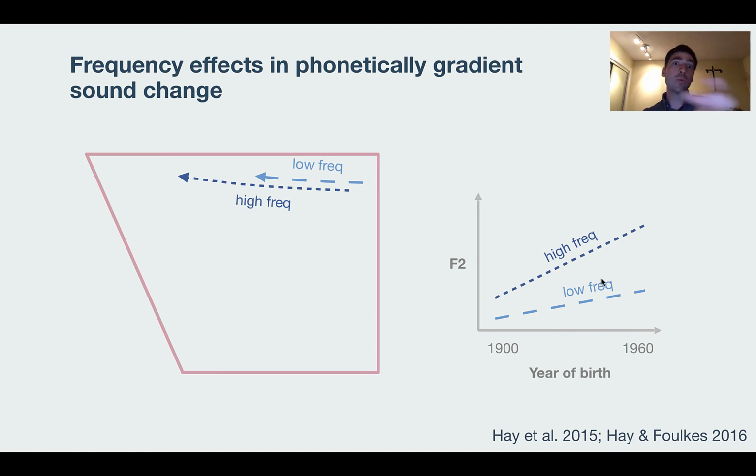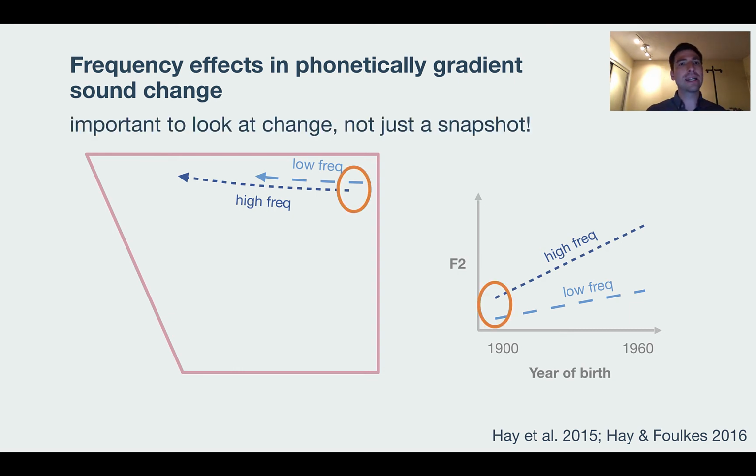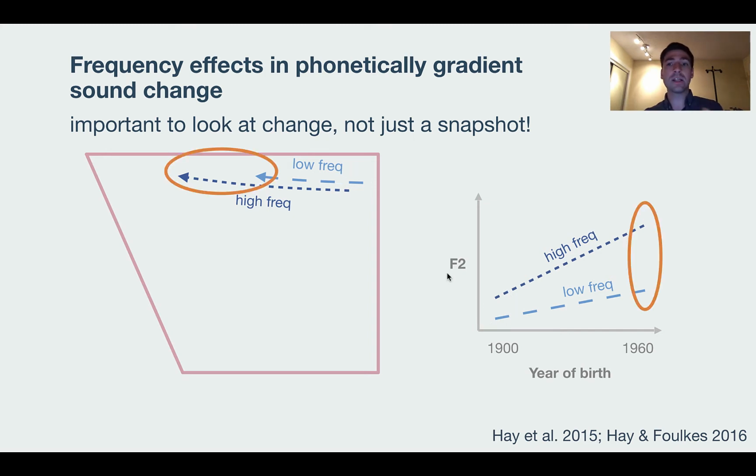So in summary, when we are looking at frequency effects in phonetically gradient sound change, it's not enough to just look at snapshots, right? We can't really just look at, say, what happened in the early 1900s and then stop there, or what happened at the end of this time period and just stop there. We actually need to see how that frequency effect itself changes over time.